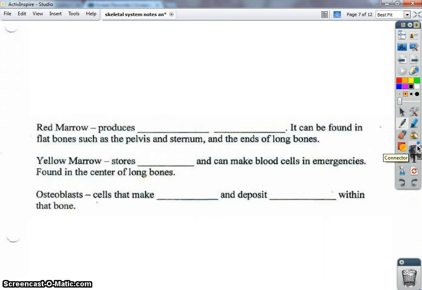Alright, then wrapping it up, you also have red marrow and yellow marrow. Those are also found inside your bones. The red marrow is what's going to produce your blood cells. Okay, it can be found in flat bones such as the pelvis and sternum. If you don't know what those are, you will by the end of class, maybe Friday, maybe on Monday, depending on how far we get. And you'll also find it at the end of long bones, and we'll identify exactly which bones are long bones. But these are going to produce your red and white blood cells.